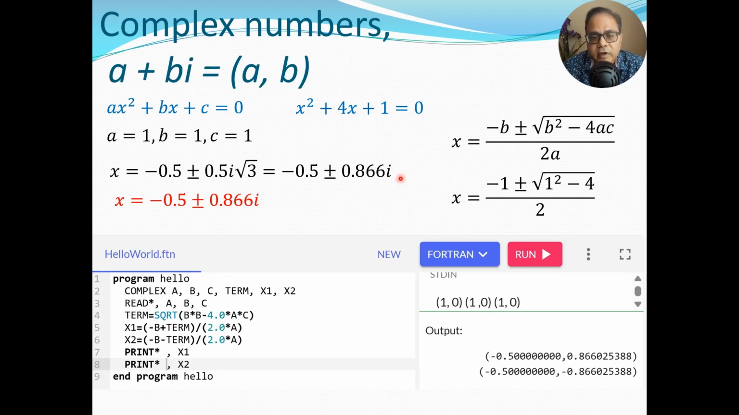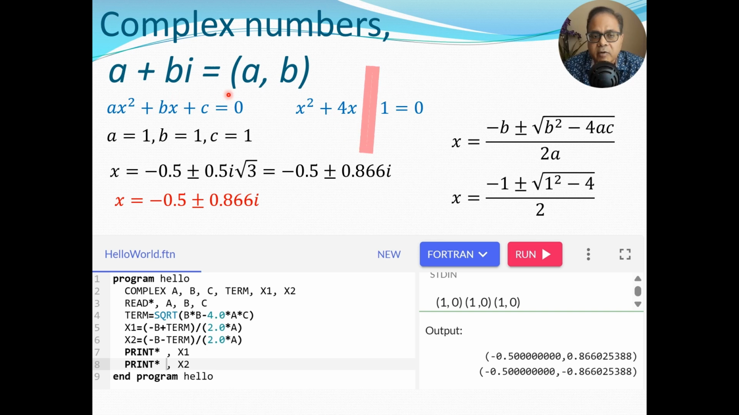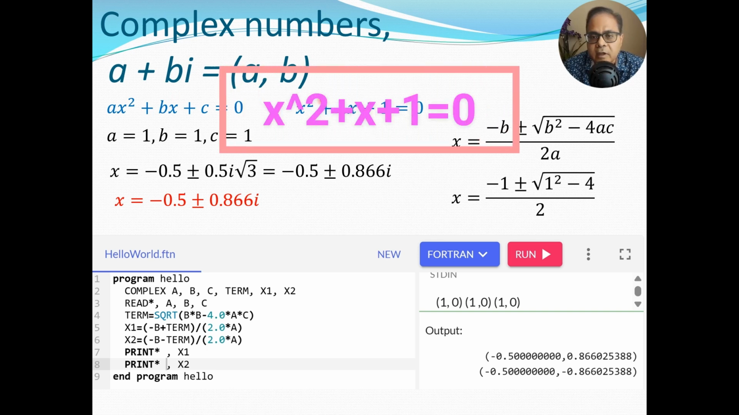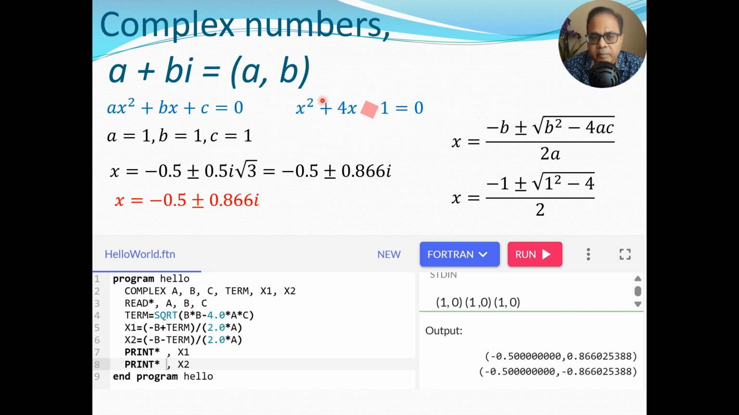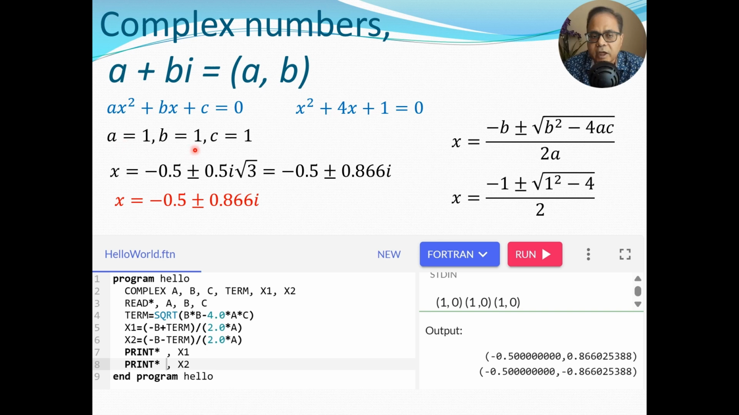But there is a good way to solve this particular problem if you know about complex numbers. So what you can think of is any complex number a plus bi can be written in Fortran as a comma b, or as a pair. You can think of it as like a coordinate also. So if we go back to this equation, again we put a is 1, b is 1 and c is 1.